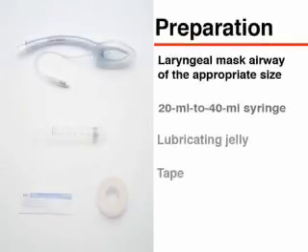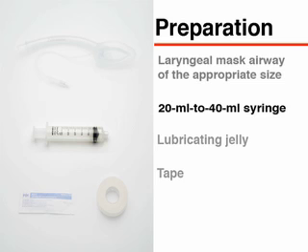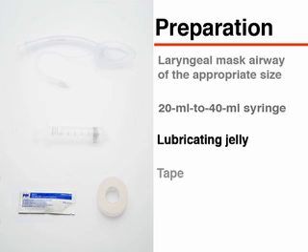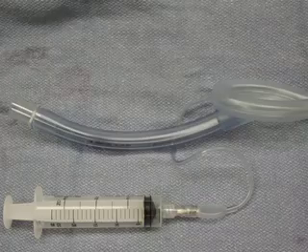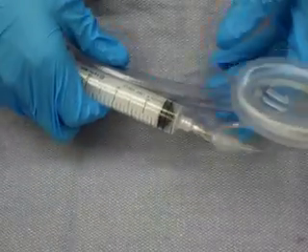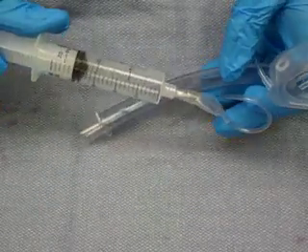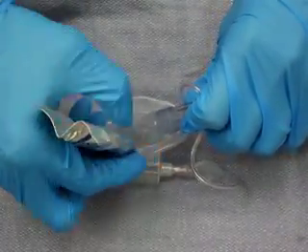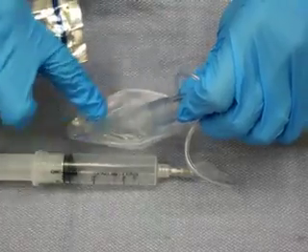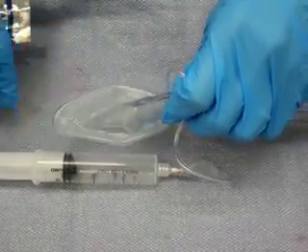To prepare for laryngeal mask airway insertion, you'll need an appropriate sized device, a 20 to 40 milliliter syringe, lubricating jelly, and tape. Often, laryngeal mask airways come pre-packaged with an inflation syringe and a small package of lubricant. Prepare the device by first removing all excess air from the bladder. Then lubricate the posterior surface of the cuff to facilitate easy and smooth passage into the mouth. The posterior surface is the side opposite where air exchange occurs.